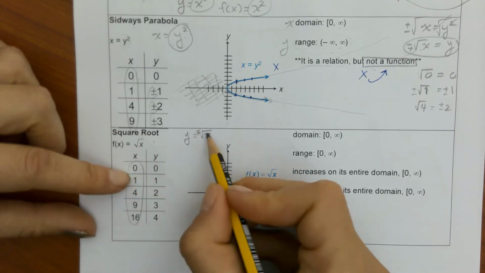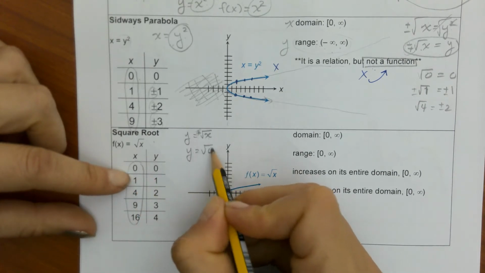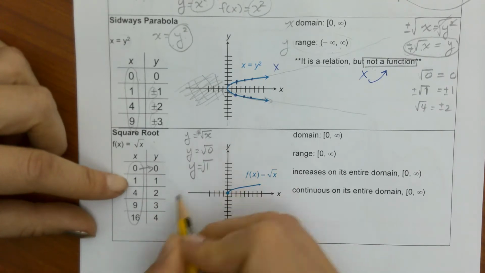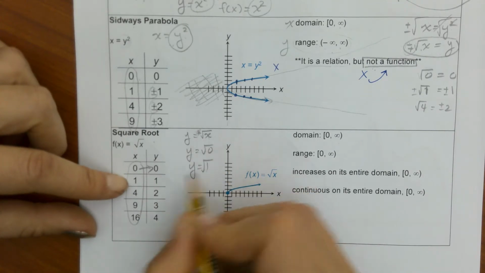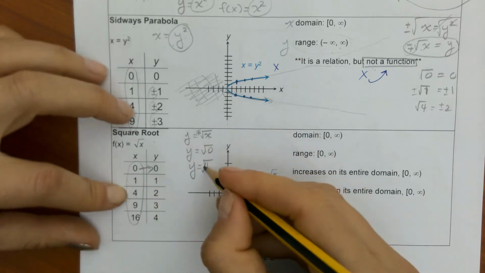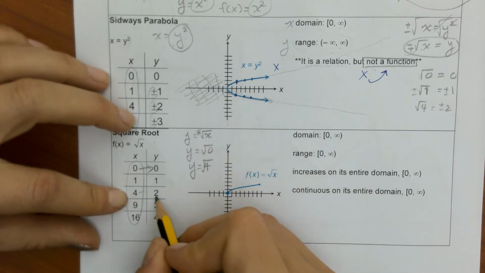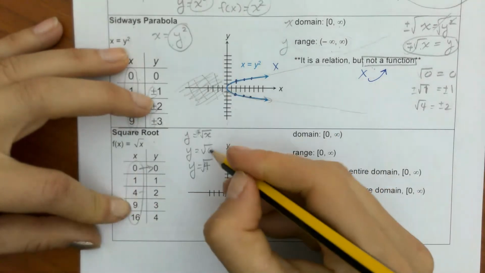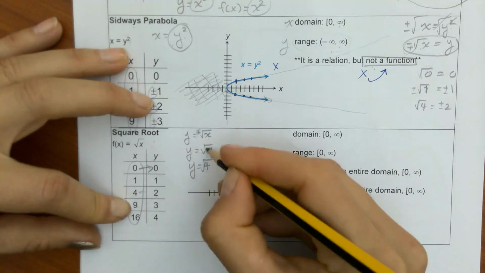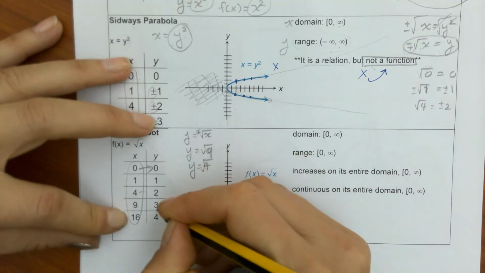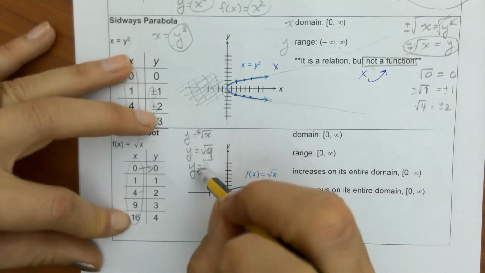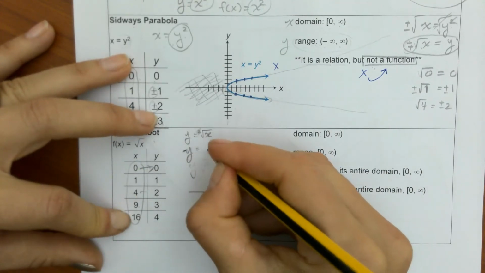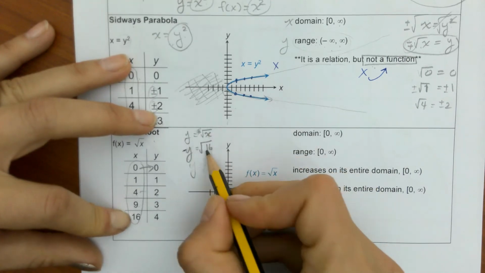So if I put 0 in here, the square root of 0 is 0. If I put 1 in here, well, the square root of 1 is 1. If I put 4, well, the square root of 4 is 2. And if x is 9, then when I take the square root, it's just 3. And when x is 16, what's the square root of 16?